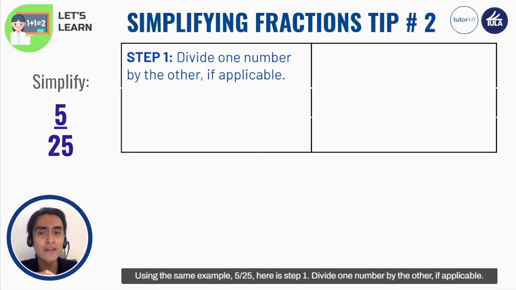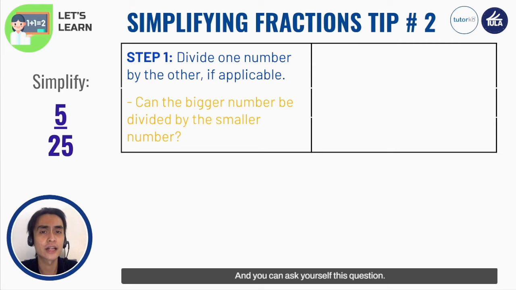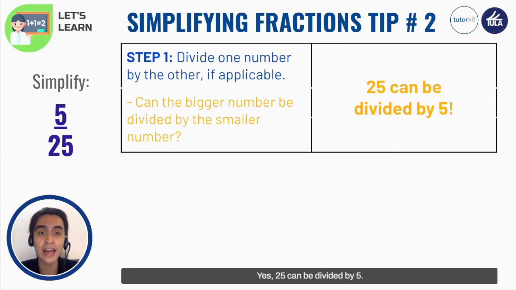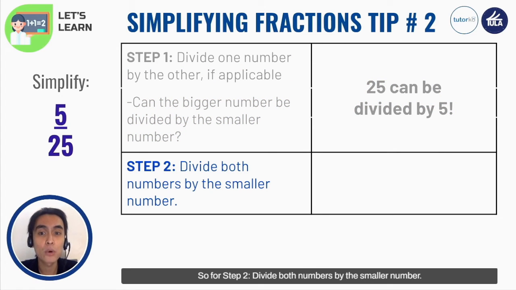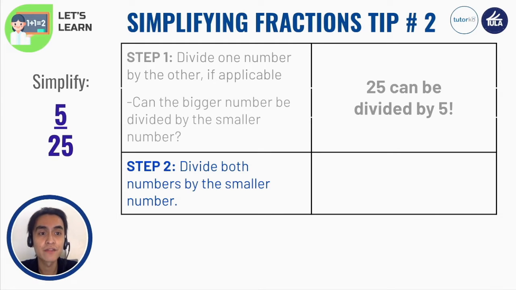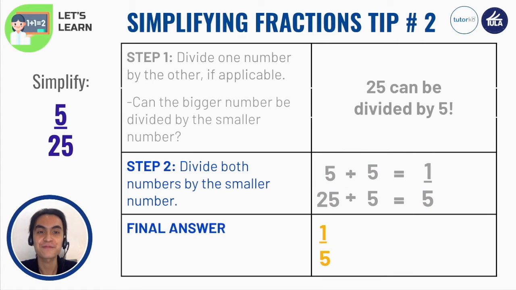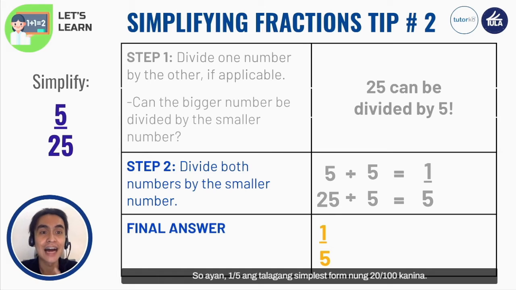Using the same example, 5/25, here is step 1. Divide one number by the other if applicable. And you can ask yourself this question. Can the bigger number be divided by the smaller number? Yes, 25 can be divided by 5. So for step number 2, divide both numbers by the smaller number. 5 is the smaller number, so we will divide both the numerator and the denominator by 5. And when we do that, we will get 1/5. So ayan, 1/5 ang talagang simplest form nung 20/100 kanina.